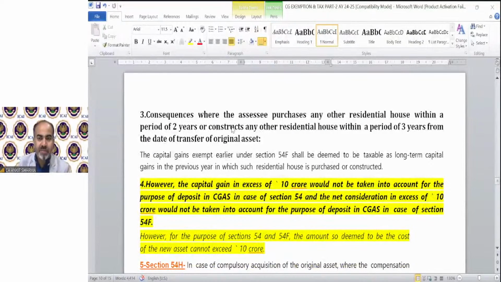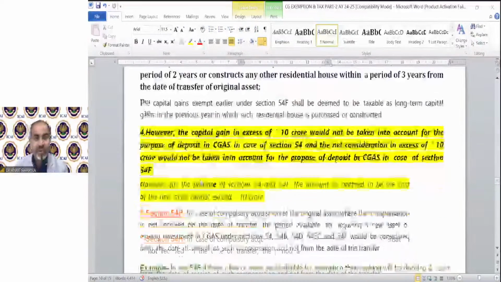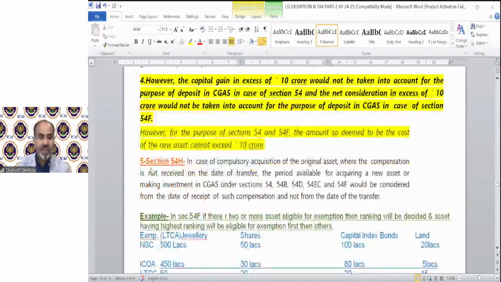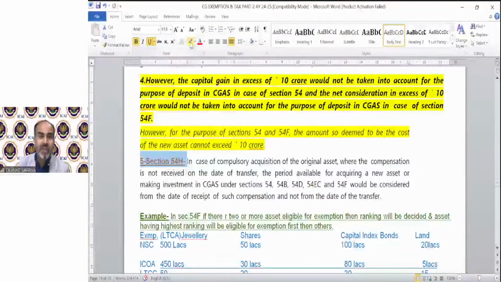Consequences we have discussed. If you purchase another new house within 2 years or construct within 3 years a new house, the gain which has been exempted earlier is going to be taxable again. Point number 4 talks about section 54 and 54F, and it again says the same thing. In both cases, the maximum benefit is 10 crore for the purpose of investment. 54H is a new point. It's a new section, and it was a very important section.